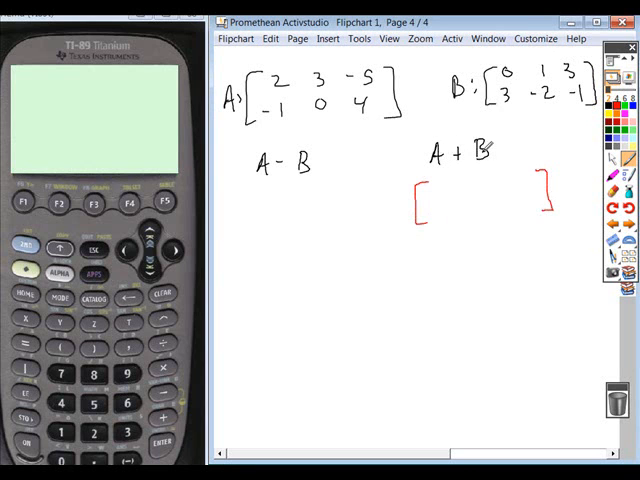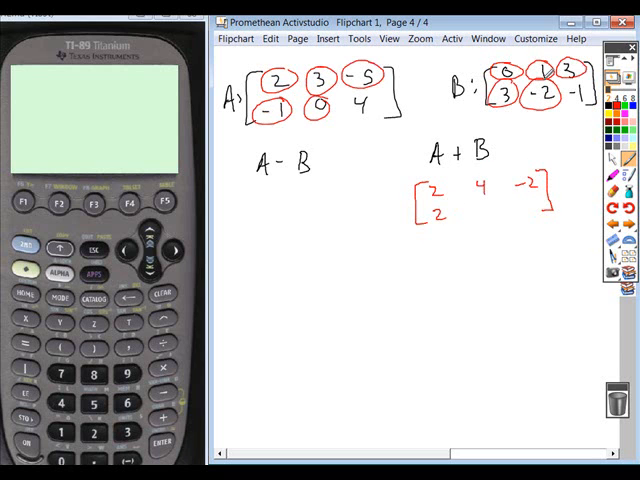So when we're looking at combining A plus B, we take the top left plus the top left. So what is 2 plus 0? 2. In our middle number, we take the middle top plus the middle top. What's 3 plus 1? 4. Negative 5 plus 3 is negative 2. Move down to the bottom left. Negative 1 plus 3. 0 plus negative 2. And then finally 4 plus a negative 1. Okay, and so your combined solution winds up just being the individual parts that align added together.